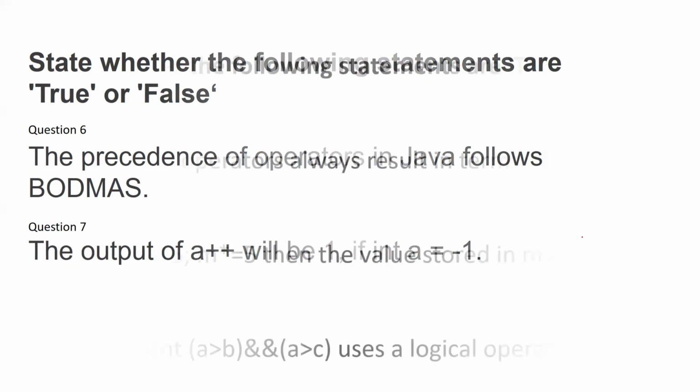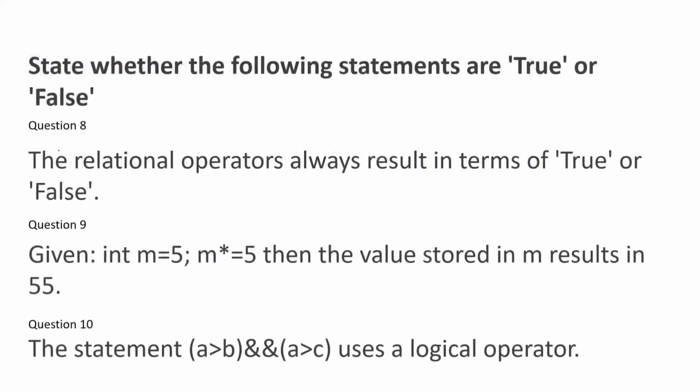Moving forward with the next question, here we have to predict whether it is true or false. Question number 8, the relational operator always results in true or false. What are relational operators? This is your relational operator. So we have to tell whether it results in true or false. So yes, it results in true.